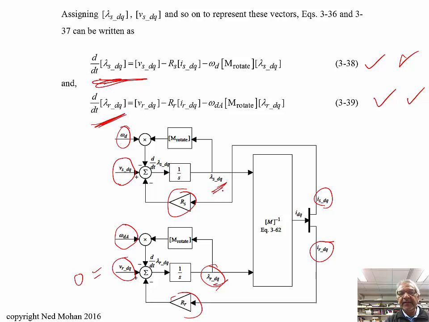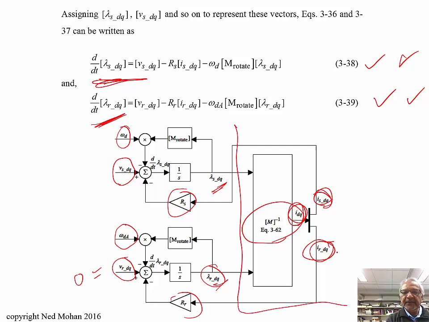And then we can take these flux linkages and have a transformation matrix that gives you these currents, IS dq and IR dq. This is something which we haven't covered. So this part we haven't covered yet, and we'll see it in our next module. So thank you very much.